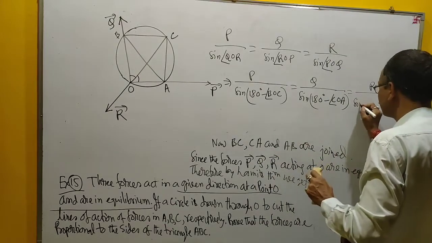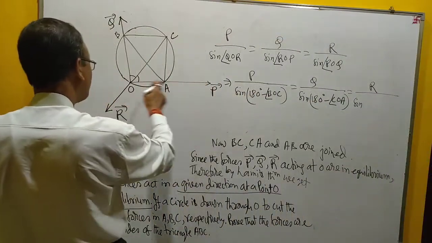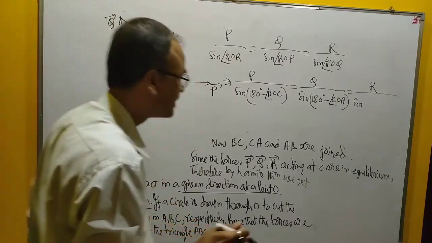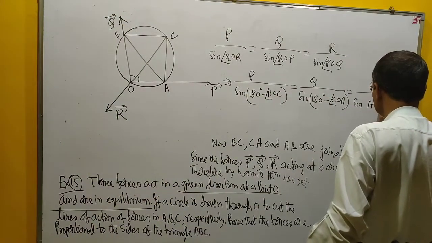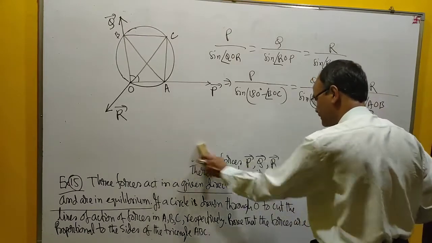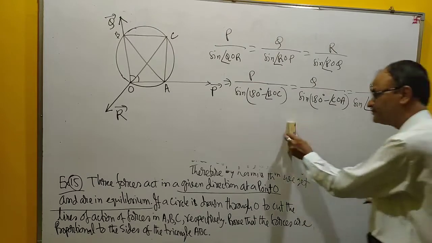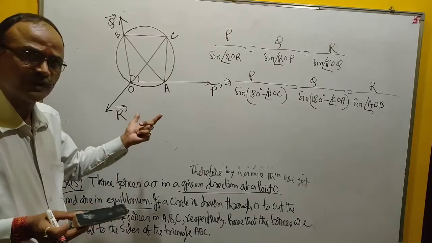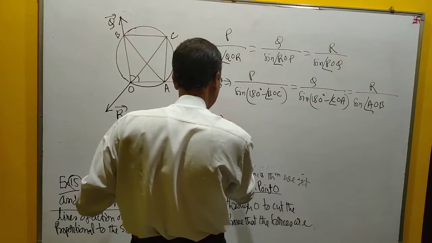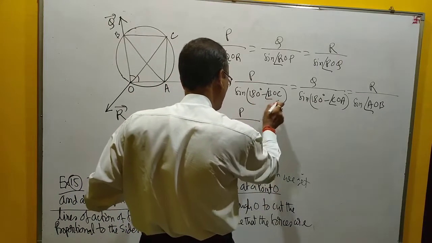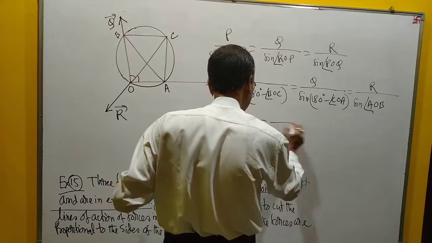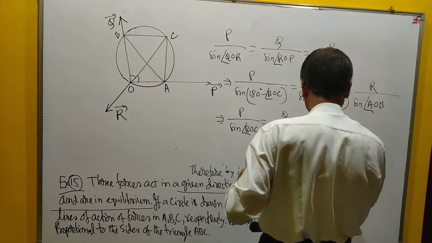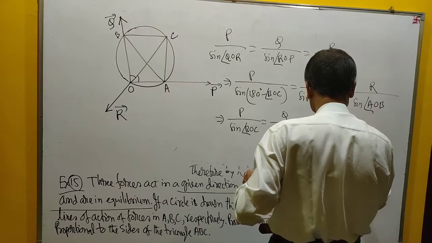POQ. Sine POQ means sine AOB. Up to this step, there should not be any confusion. This means P divided by sine of 180 degrees minus theta, which is sine BOC, equal to Q divided by sine COA, equal to R divided by sine AOB. Suppose like that.